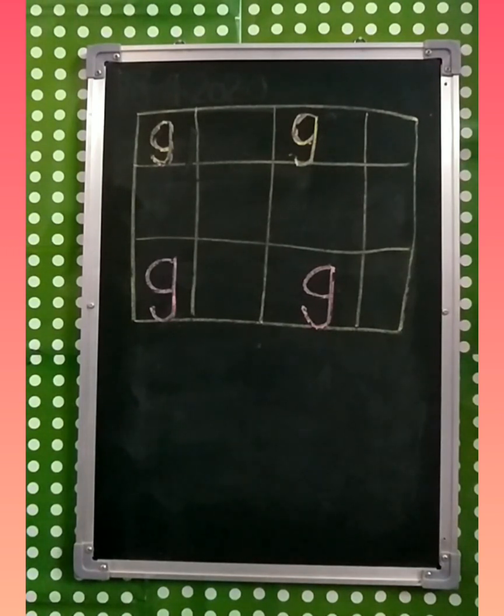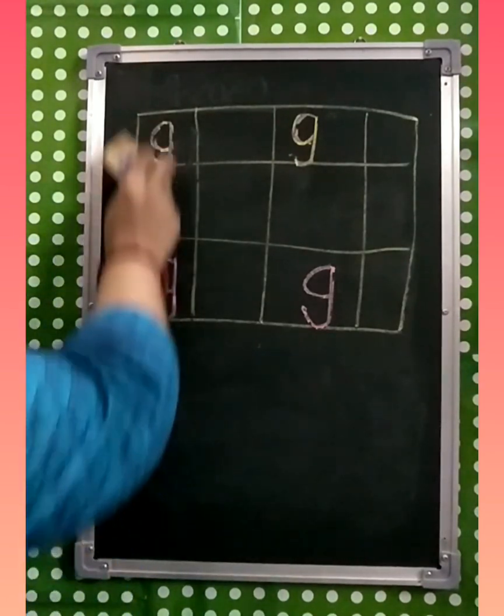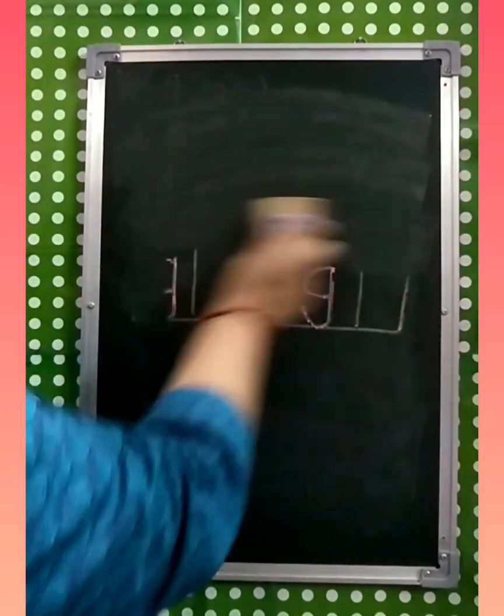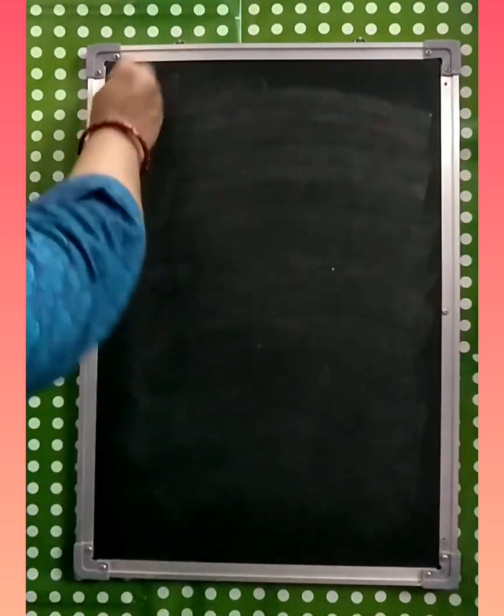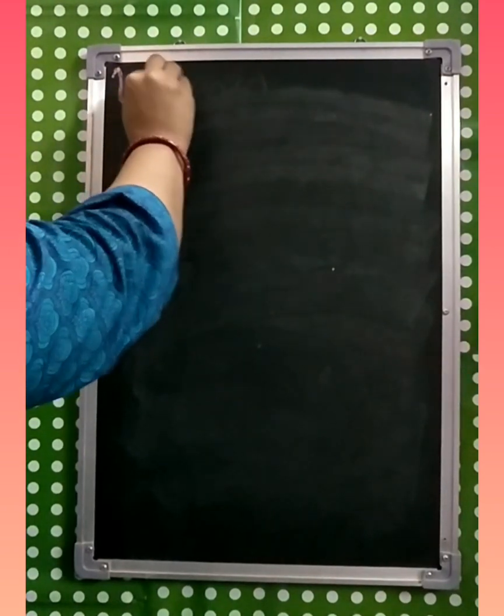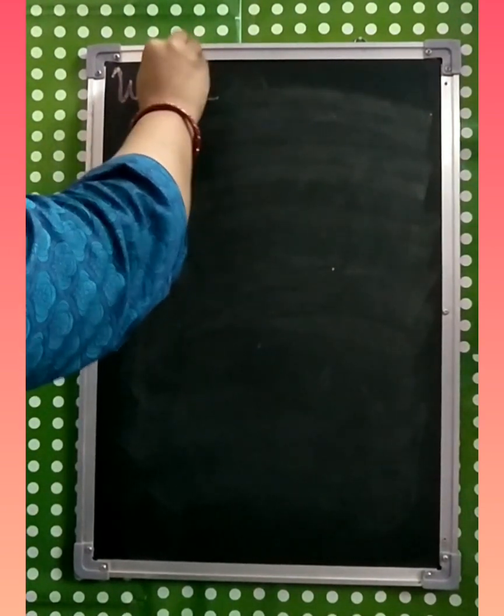Okay. So in first part of the worksheet you are going to write G. Then there are 2 more exercises in the worksheet. Which are those exercises? That is write the first letter. What you have to do is write the first letter.